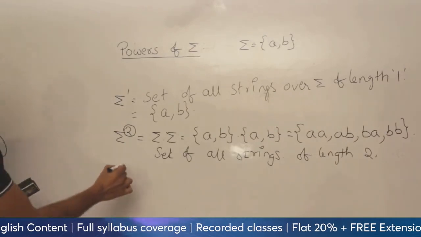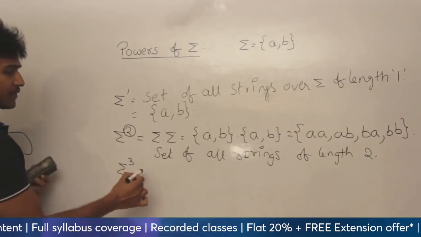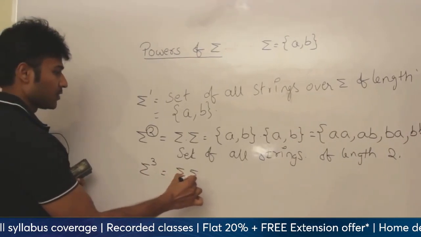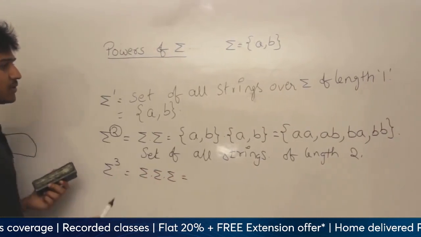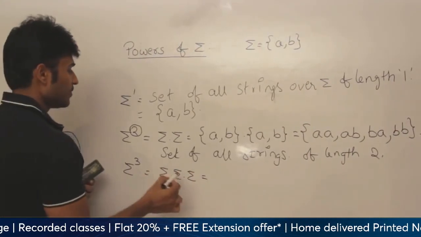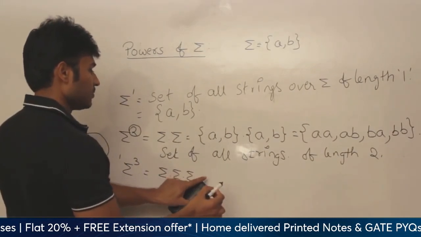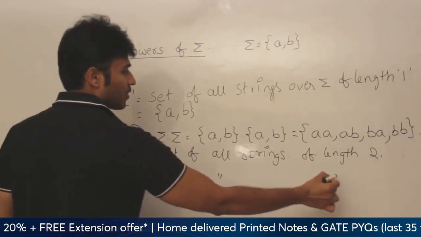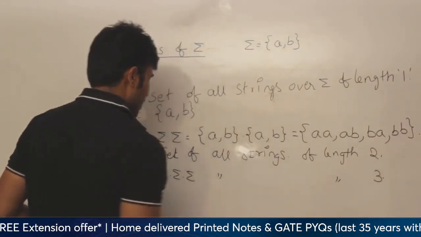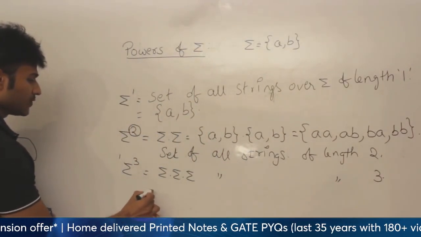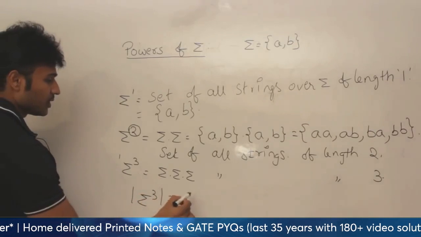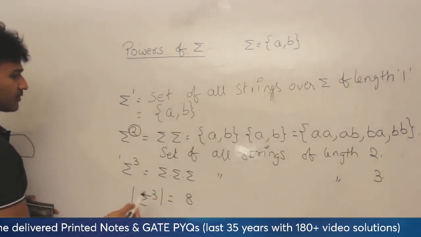And the next one is sigma cube. As you might have guessed by now, sigma cube is nothing but all the strings of length 3. If you look at it, sigma cube is the set of all strings of length 3, and the cardinality of this set is going to be 8, and so on.